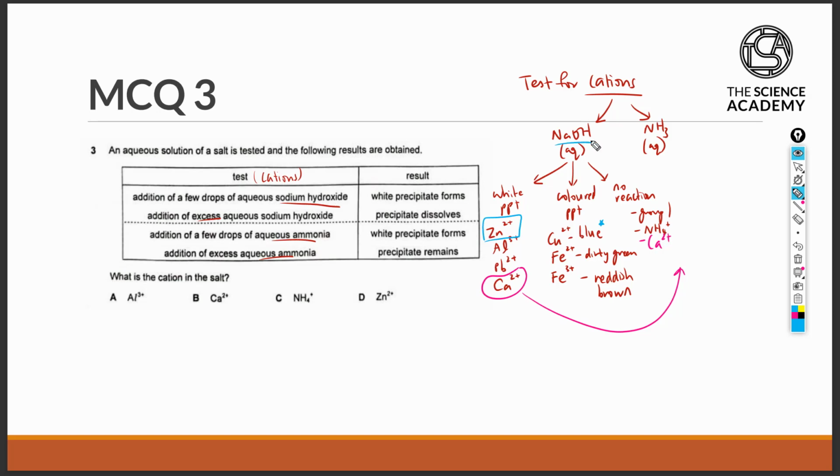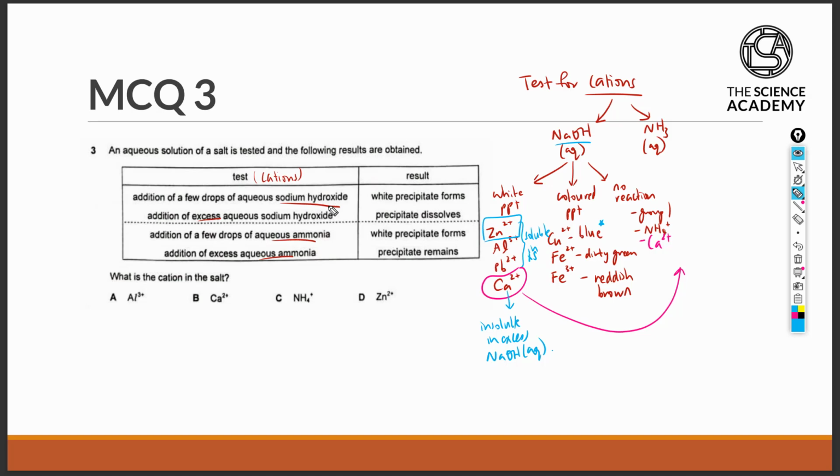For the test with aqueous sodium hydroxide, all the zinc, aluminium and lead 2+ ions are going to be soluble in excess aqueous sodium hydroxide. But in excess aqueous ammonia, only zinc can dissolve. For calcium, it is insoluble in excess aqueous sodium hydroxide.